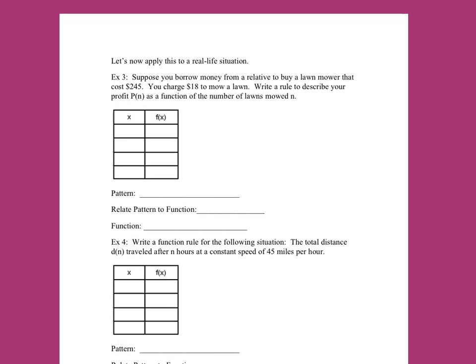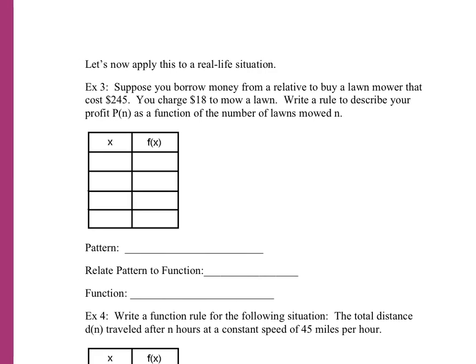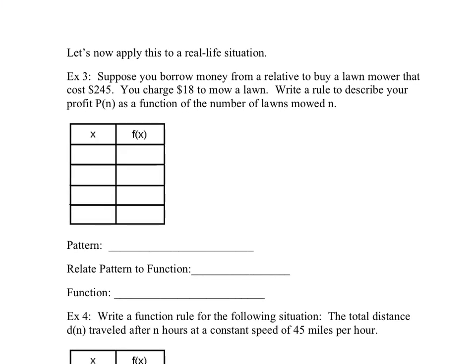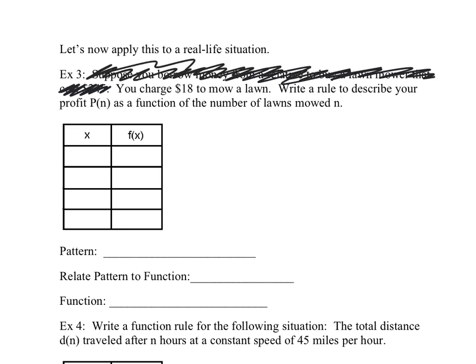Okay, now we've got some real life situations. This is the very last part. We're almost done. Okay? And I'm actually going to simplify this problem because I don't really love it, and we'll do some harder ones later on. But for today, I want to make it a little more simple on us. So I just want it to be, you charge $18 to mow lawns. Wow. So you're making $18 per lawn.